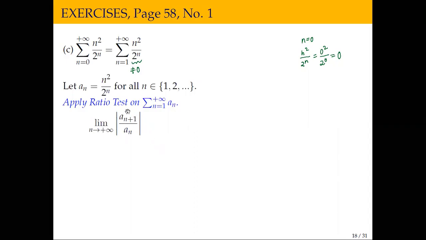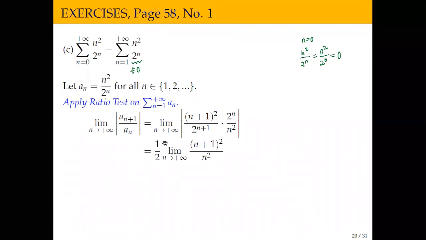Now, replacing values for a sub n plus 1 and a sub n, we have the following. So this is your a sub n plus 1, and this is the reciprocal of a sub n. Notice that 2 raised to n plus 1 is just 2 raised to n times 2. So you will cancel 2 raised to n in here and 2 raised to n in here. So you will be left with 1 in here and 2 in here. So you can factor out the absolute value of 1/2, which is 1/2.